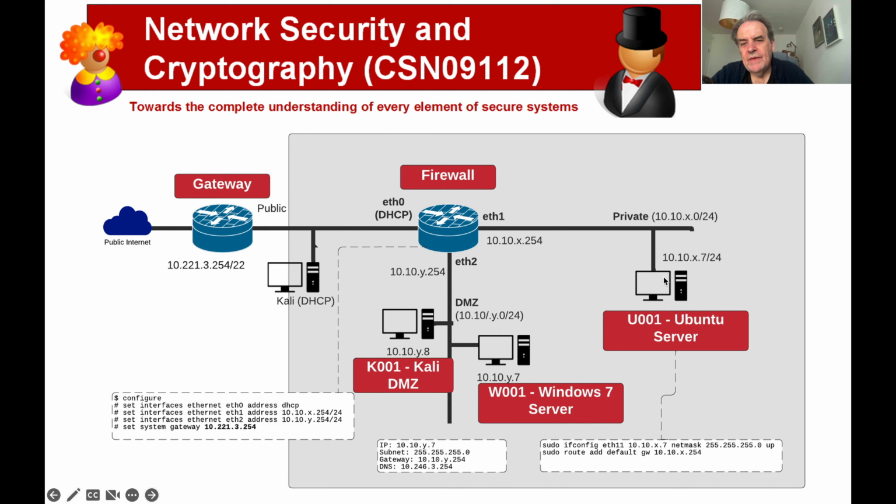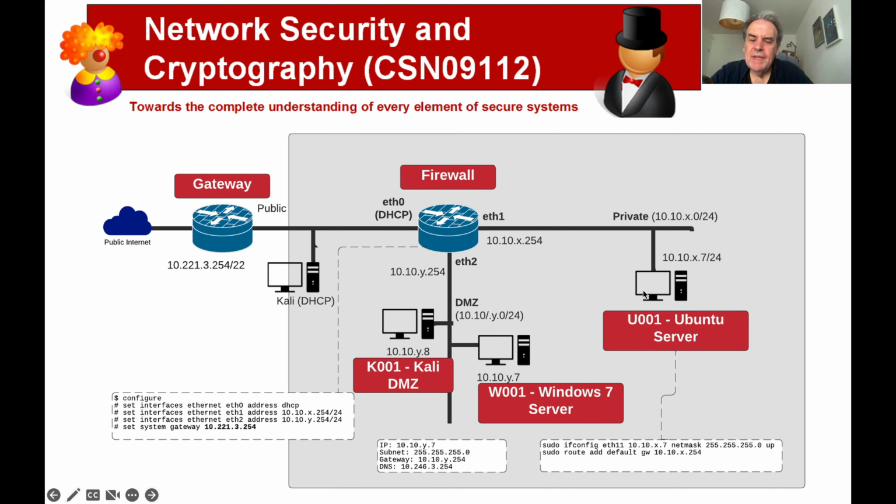We need to configure the gateways to allow them to be able to get out and connect to the internet. So we'll configure this as 10.10.10.254 and set this machine up so that it has a default gateway of this port. Same again over here. The default gateway for this machine is this IP address.